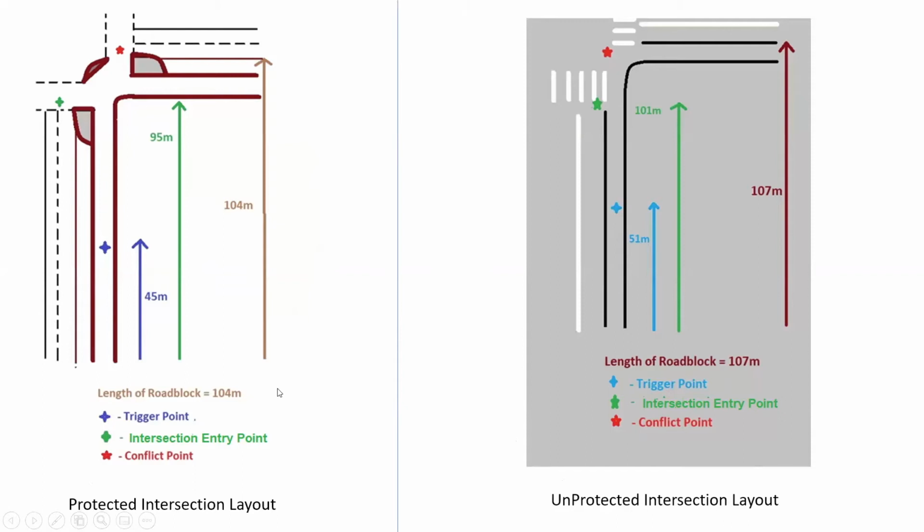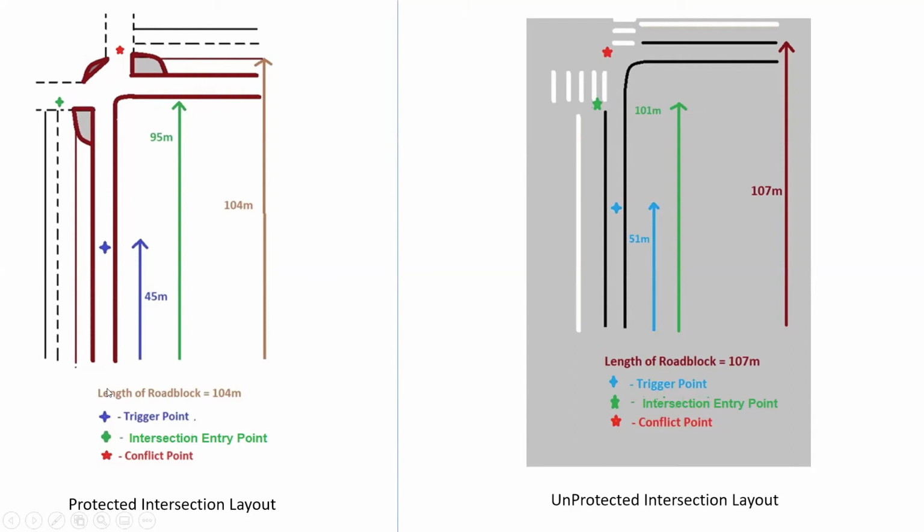So if we see here on the left-hand side, which is a layout of the protected intersection, these are the measurements for one particular intersection. All the intersections in the experiment are identical. We have a road which is about 104 meters in length. A point about the middle of this intersection is called the trigger point.